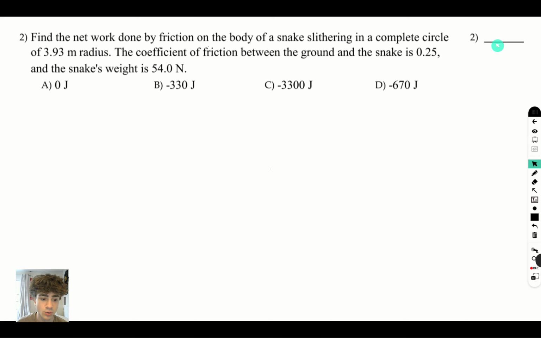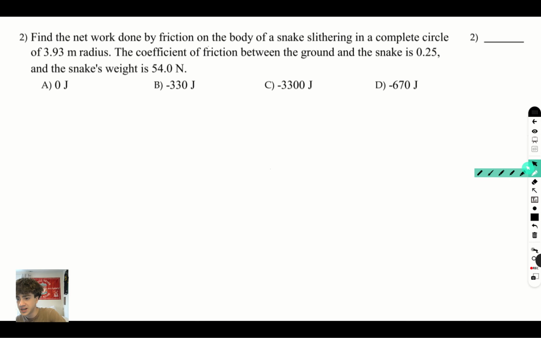Today we're going to be talking about work and kinetic energy, so let's get right into the problem. The prompt reads, find the net work done by friction on the body of a snake slithering in a complete circle of 3.93 meters radius. The coefficient of friction between the ground and the snake is 0.25 and the snake's weight is 54 newtons.